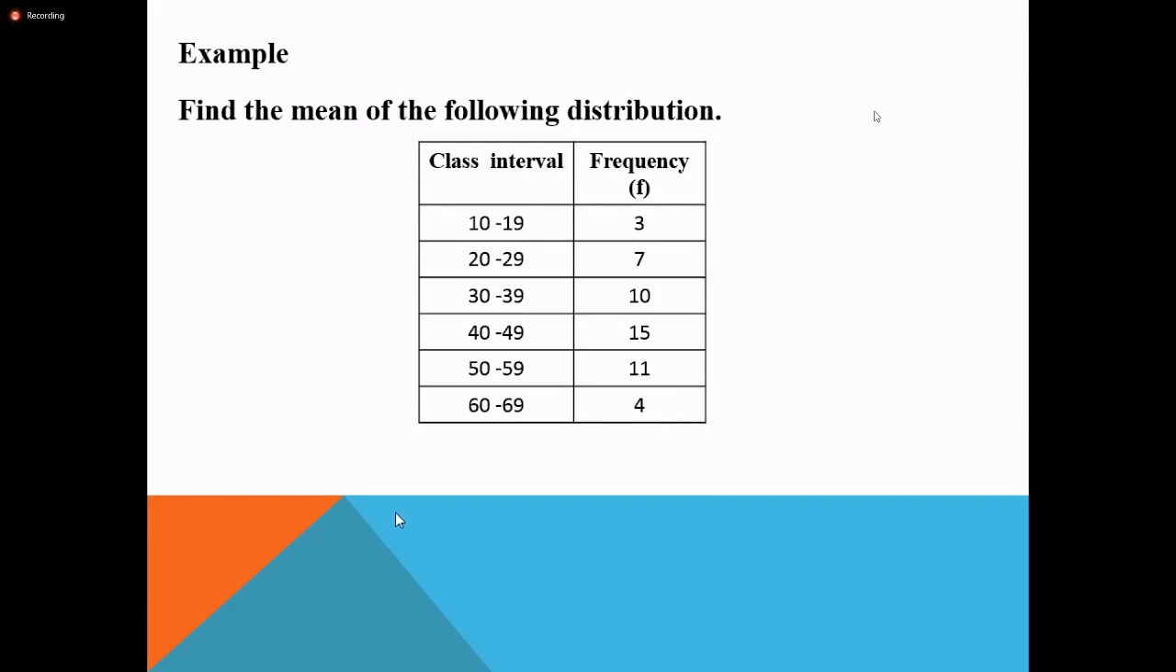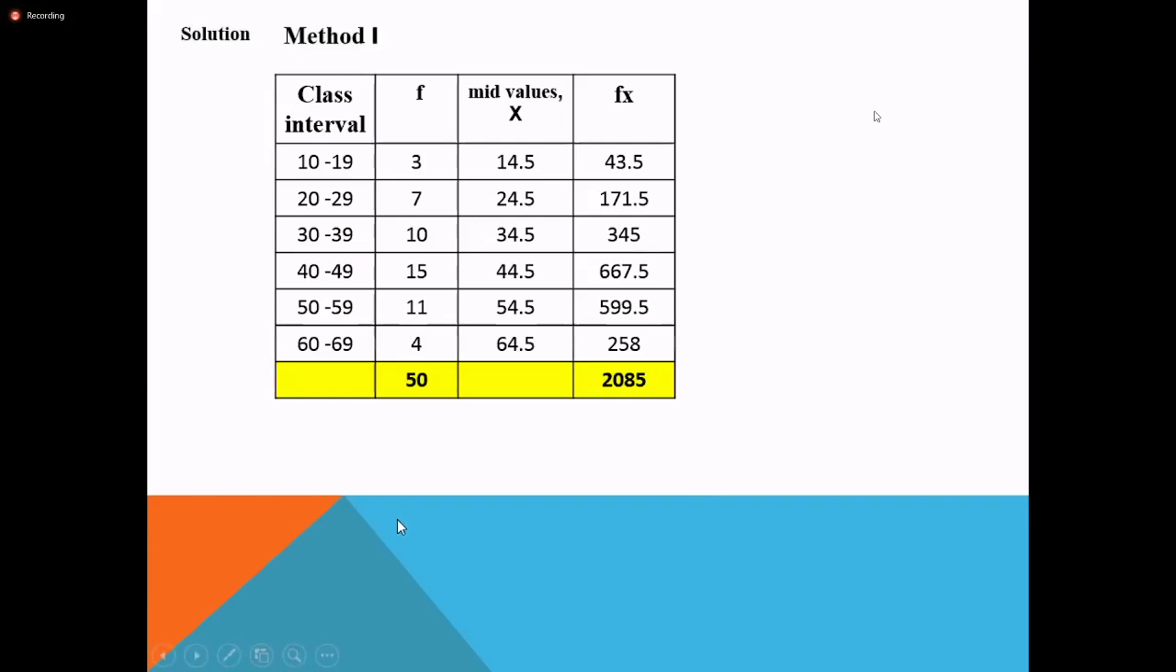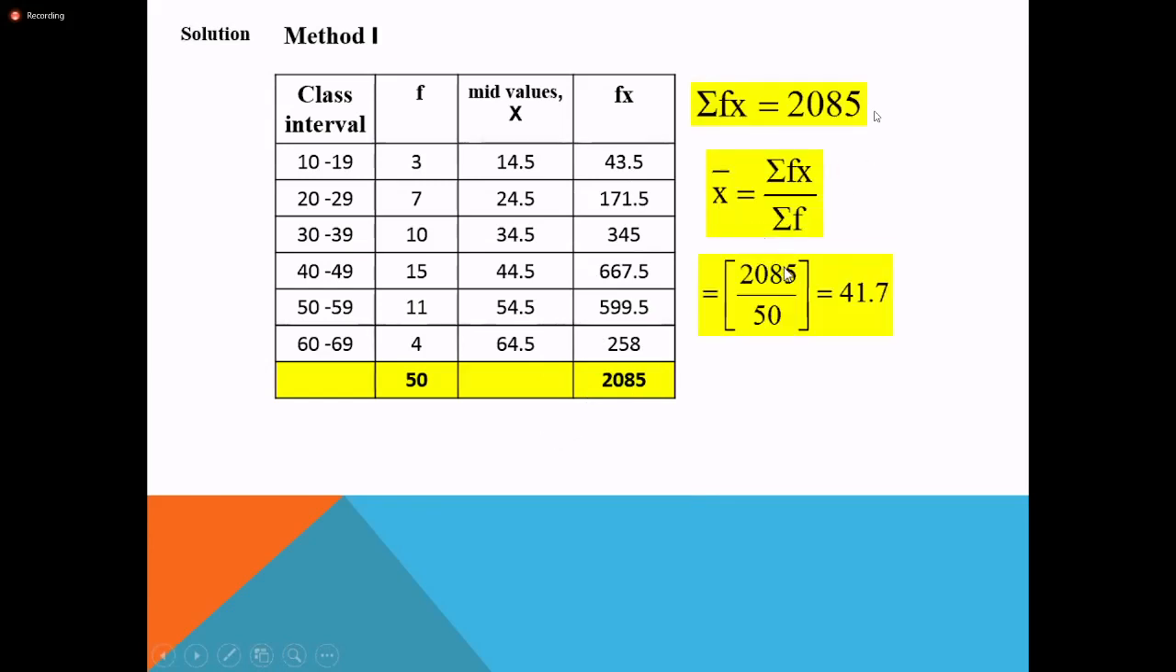Yeah, going through the slide also, I have explained the solution. Method one, again we take all the values. Then sigma fx is 2085, the same value is taken. Mean is then 41.5.